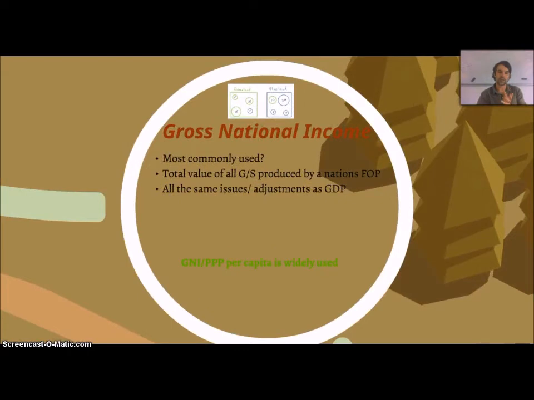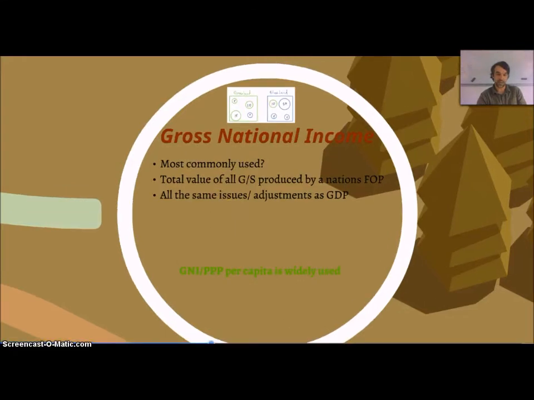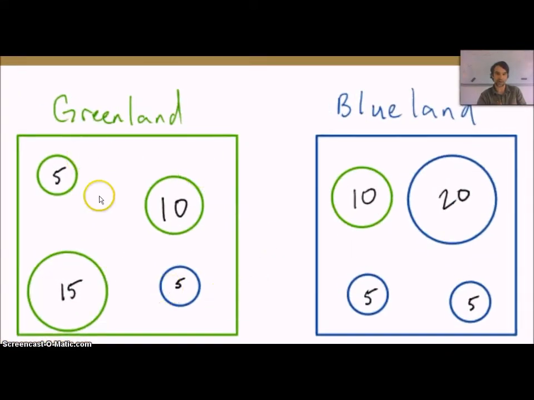Okay, our next most widely used one, and perhaps it's more commonly used, both of these are very common, is GNI, gross national income. The difference between GNI and GDP is what I'm trying to show on this visual. So here, the GDP of Greenland was 15, 5, 10, that's 35. GNI doesn't care about borders, it cares about who actually owns the factors of production that are doing the producing.